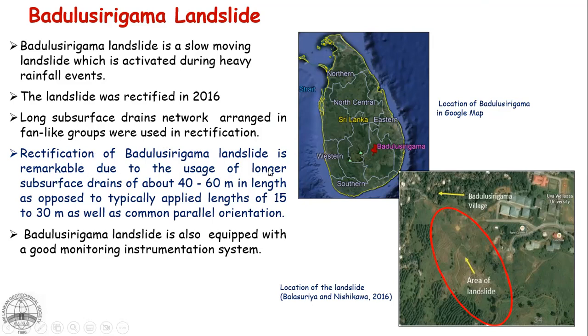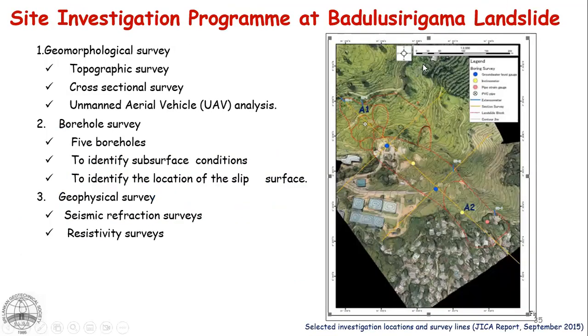In these fan-type drains, these individual drains were 40 to 60 meters long, because you need that to cover the necessary area. So that shows the area of the landslide. It is closer to the Uva Wellassa University of Sri Lanka. I have shown this picture to you in the part 2 presentation, right? The landslide boundary and the instrumentation.